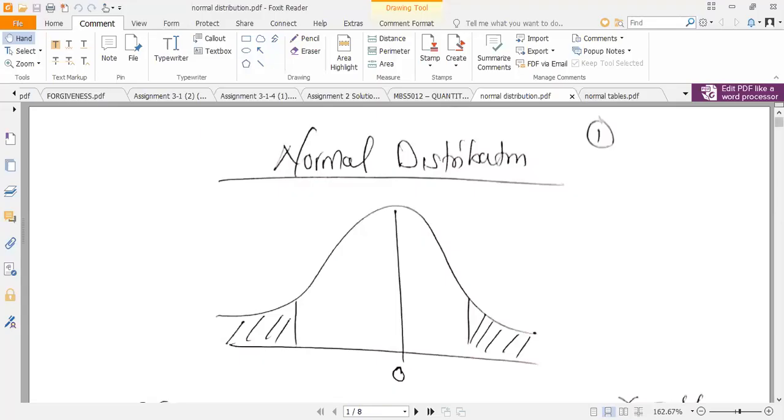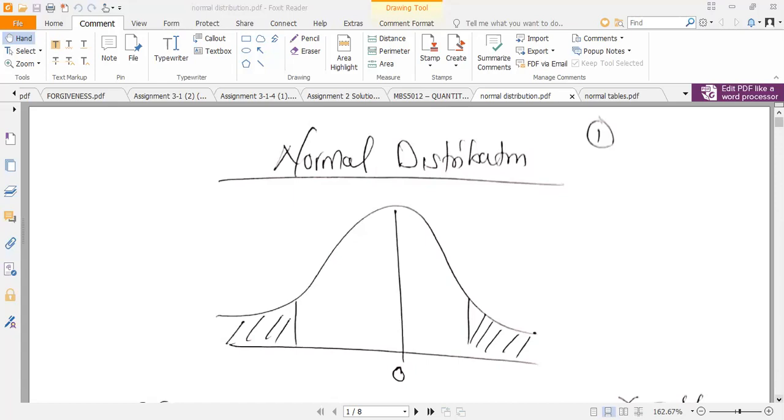Welcome to yet another important session in quantitative methods. Here we'll discuss probability distribution. Specifically, we'll look at what is known as a normal distribution. Now, to understand a normal distribution, you need to understand the characteristics of a normal distribution.